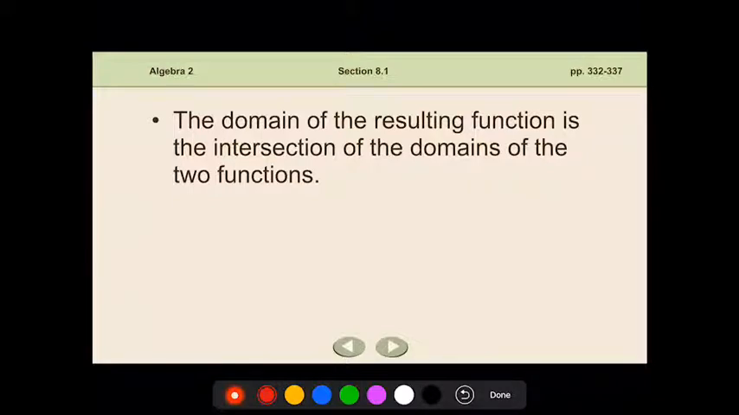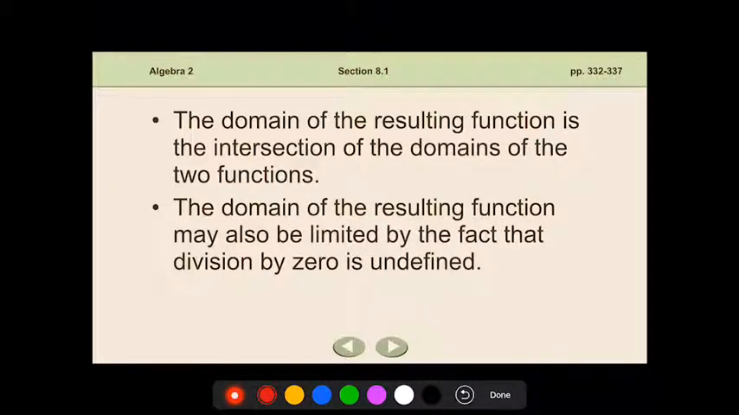Now, the domain of the resulting function is the intersection of the domains of the two functions. So if it ever asks you for the domain of the function, it's basically taking the domain of the first function, f of x, and the domain of the g of x function, and wherever they intersect or overlap is going to be the domain of that particular function. The domain of the resulting function may also be limited by the fact that division by 0 is undefined. So if you combine your functions and the result is divided by 0, that may make it undefined, so you have to state that in the domain.